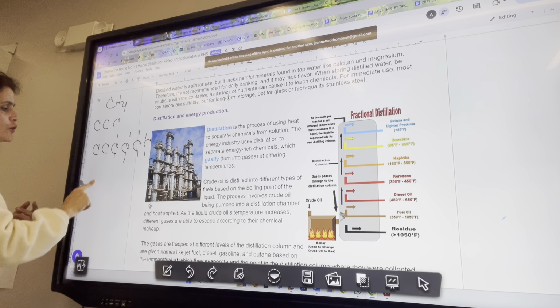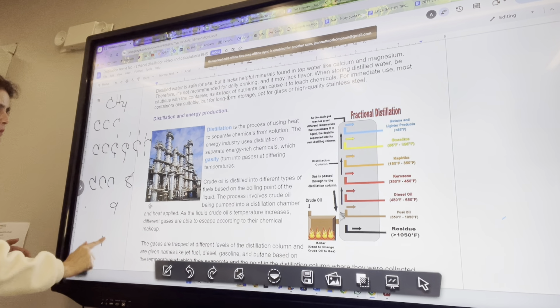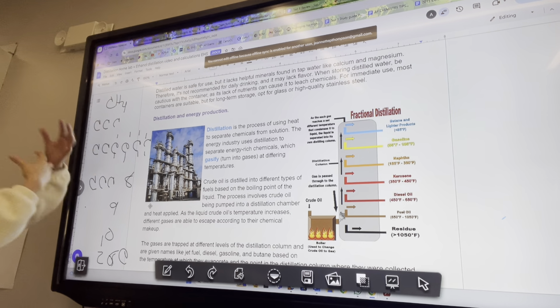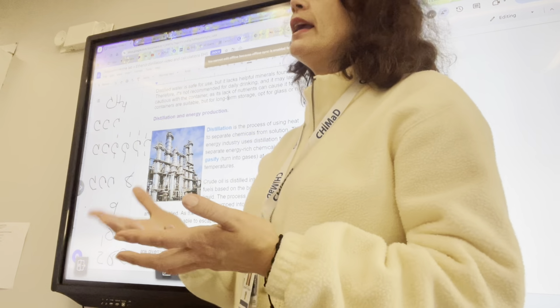That's what you have. You have a soup of different, can have 8 carbons, 9 carbons, 10 carbons, 25 carbons, 26 carbons, right? You have this soup. They are all in the same solution, right? How do you separate them?